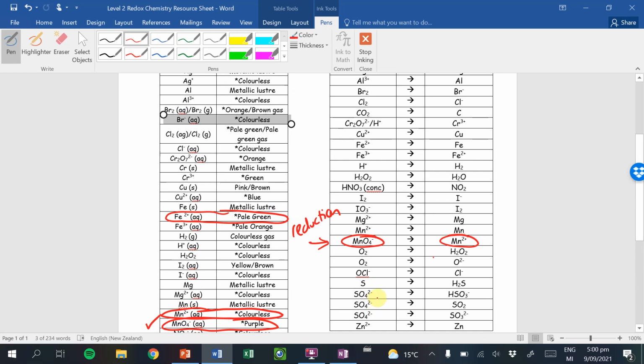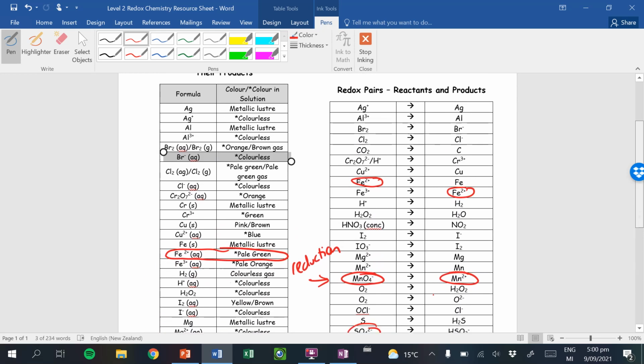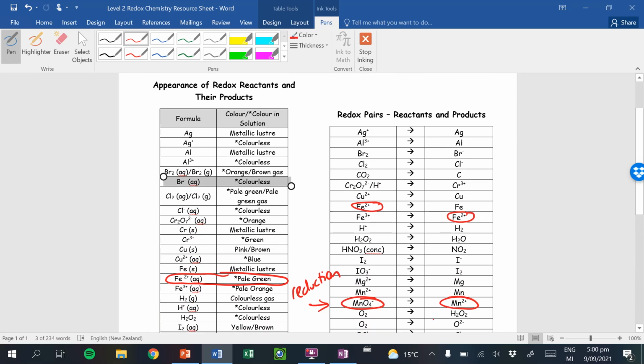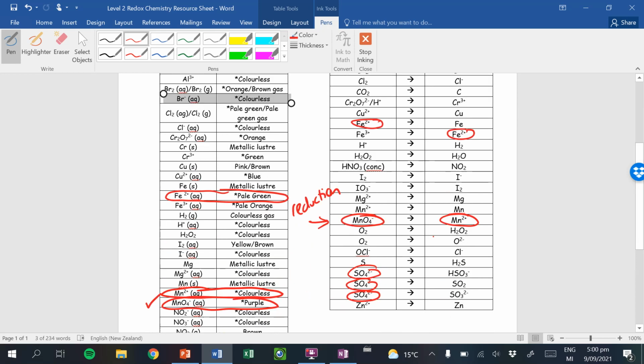I can see SO4 in a couple of locations, here, here, and here. And I can see iron 2 here, and I can also see iron 2 over here. Now, part of the problem is when I'm looking at these different equations, I need to pick something that's going to be on the right-hand side of this redox pair, because I need one that's going in reverse, because I need to have an oxidation reaction.